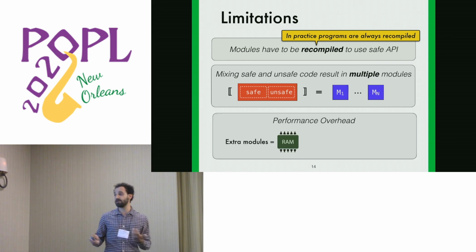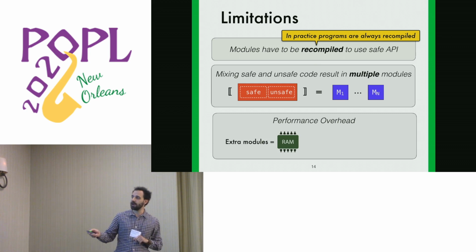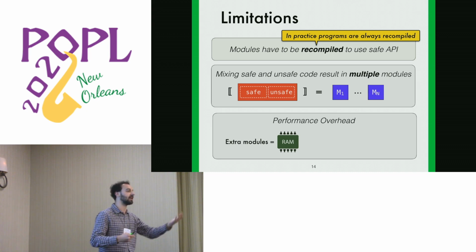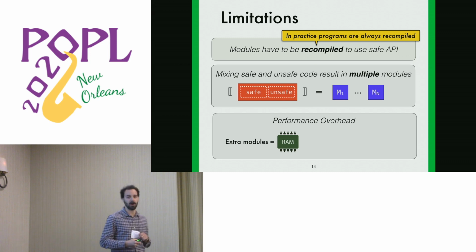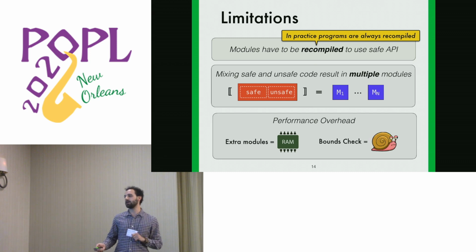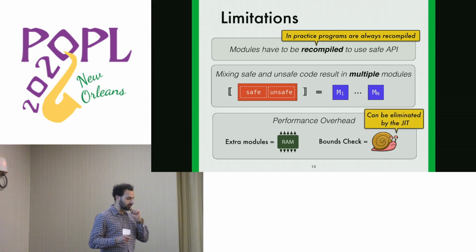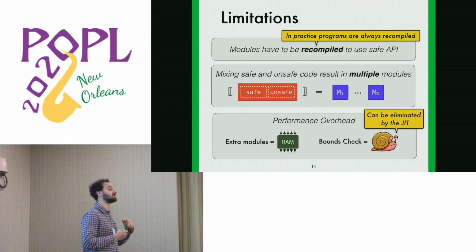The third limitation is performance overhead. First of all, because we create more modules, this will result in a more memory-hungry executable. And second of all, we have overhead that comes from bounds checking the checked pointers. However, we conjecture that the JIT could help us to optimize these checks and remove many. Part of this work is about evaluating the actual cost of implementing this short-term solution and exploiting the JIT to remove the bounds checks.